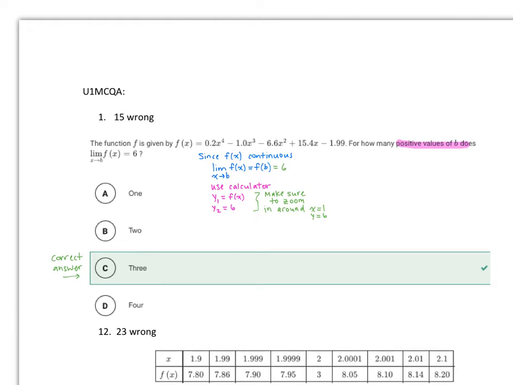Okay, so what we can do is use our calculator and let y1 be f of x, or f of b in this case, and y2 equals 6. The key here: if you don't zoom in around x equals 1 and y equals 6, it's going to look like the graph just touches the line y equals 6, that it's tangent to it. But if you zoom in, you'll see that it crosses two times around that area. All right, so the correct answer here is, in fact, C.